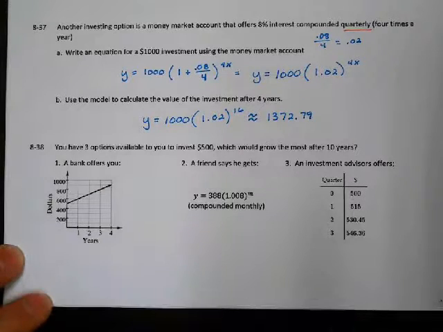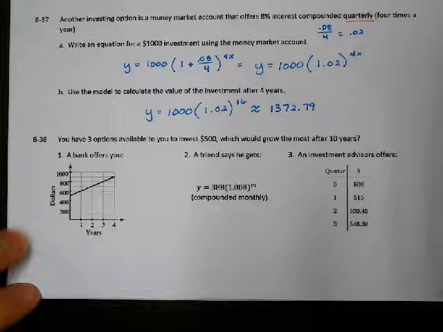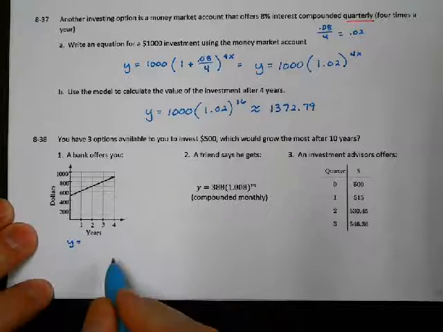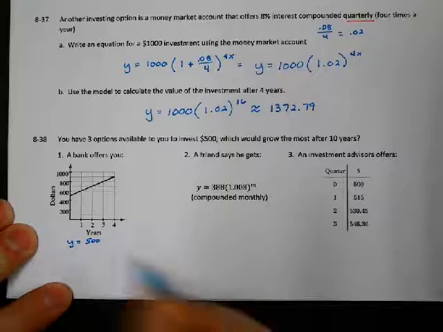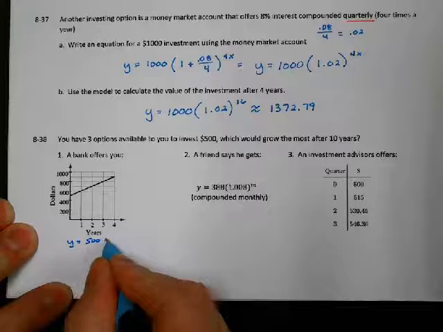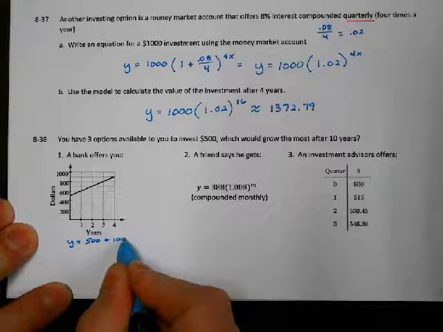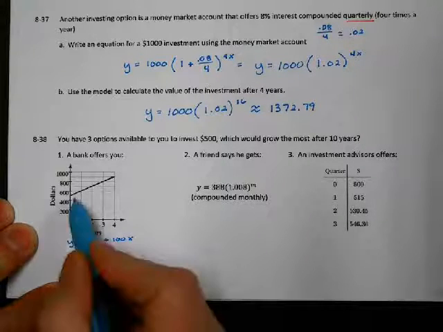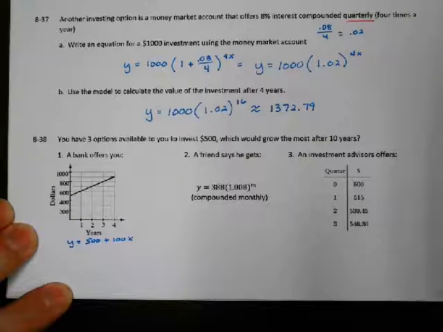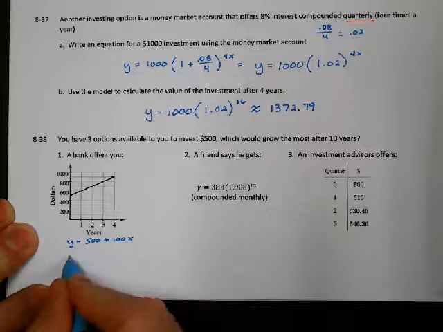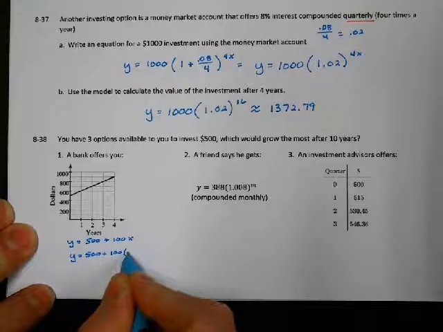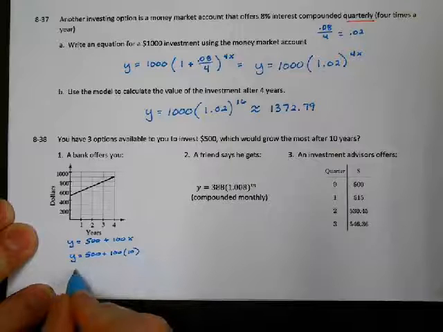Okay, so the equation for this one would be y equals, your $500 would be your initial value. And then it looks like for every year, they're going to give you $100 more. So every year, looks like we're gaining $100. Is that right? Yeah. So let's find out how much we would have after 10 years. So we do y equals 500 plus 100 times 10. So this is 1,000. Looks like we're going to have $1,500 after 10 years.